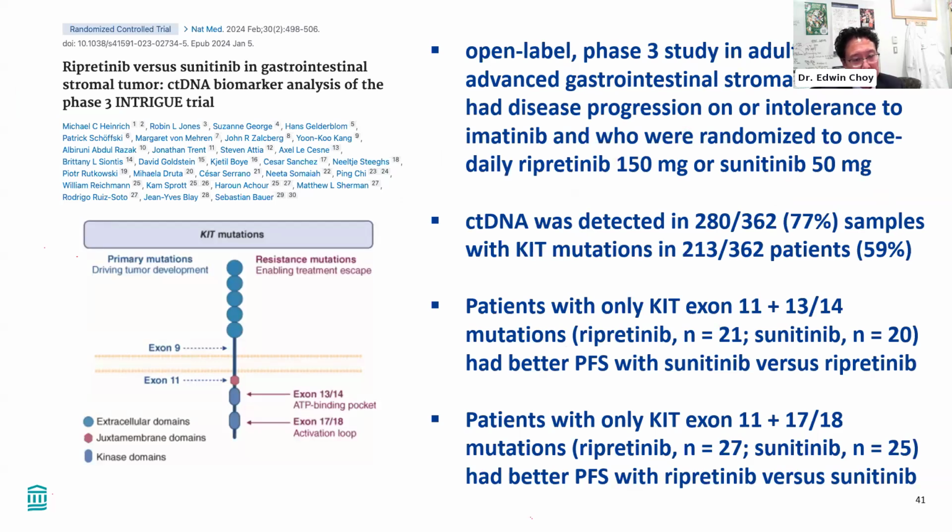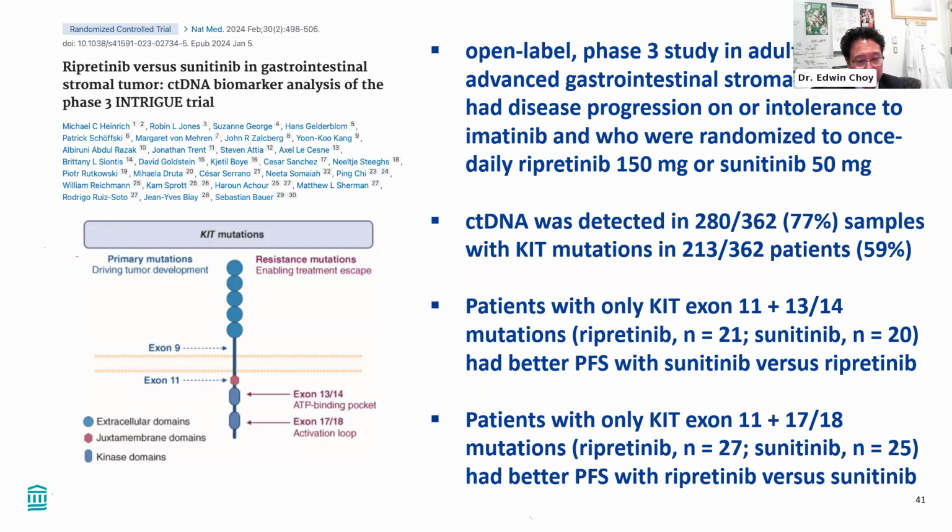This is actually a very useful example of using ctDNA. So in this study, we studied a type of sarcoma called GIST, or gastrointestinal stromal tumor, and we compared 2 different GIST active drugs called ripretinib versus sunitinib. Now we already know that in GIST there are specific mutations along the KIT gene that may or may not predict for a response to treatment.